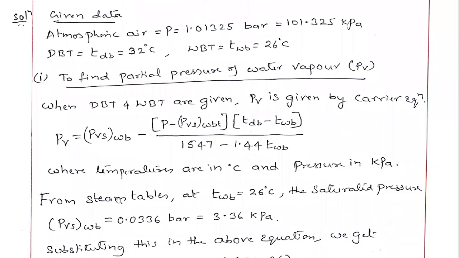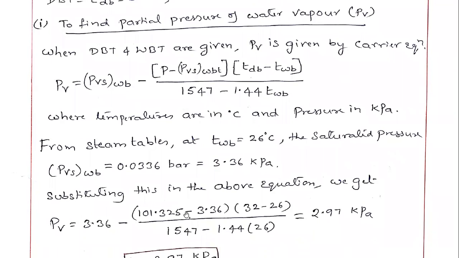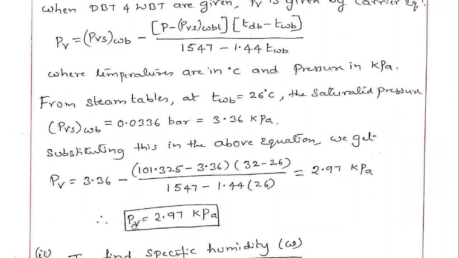So now from the steam tables, open the table and go to table number 2. Under table number 2, under the wet bulb temperature of 26 degrees centigrade, note down the pressure. That is nothing but the saturated partial pressure of the vapor at the wet bulb temperature, that is 3.36 kilopascals. Now substitute this here. Total pressure we know, this vapor pressure at WBT, and you know the WBT temperature and dry bulb temperature. So substitute, and we'll get the partial pressure of the vapor, that is PV.